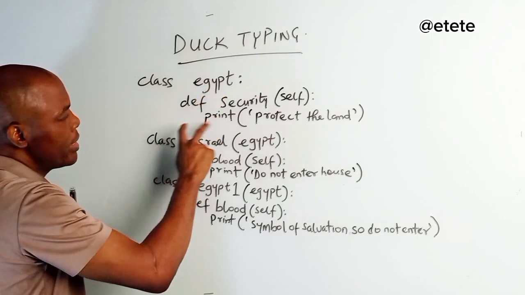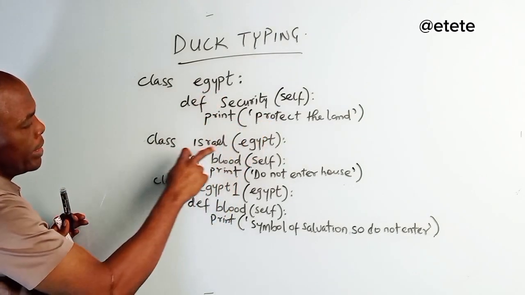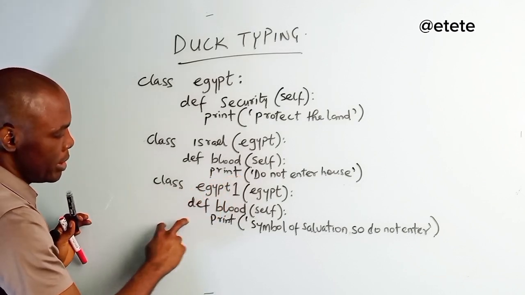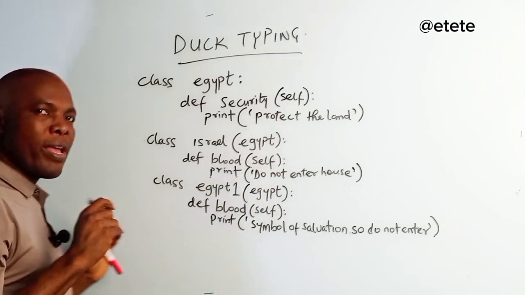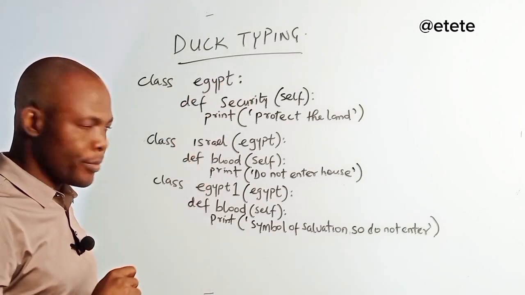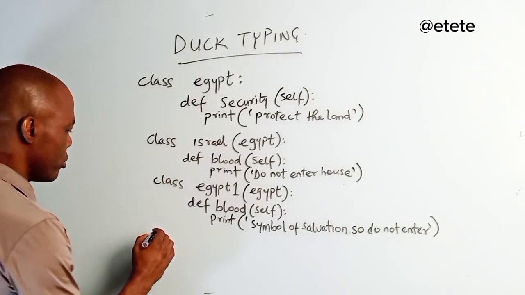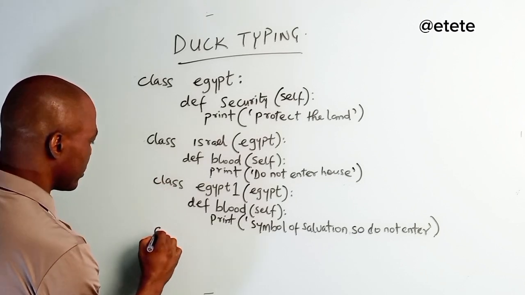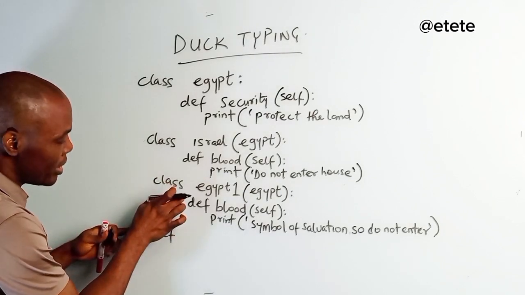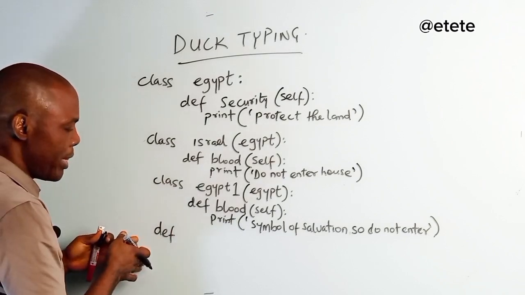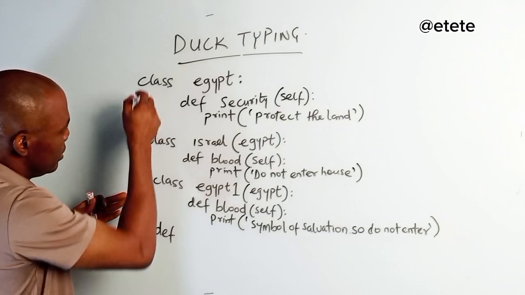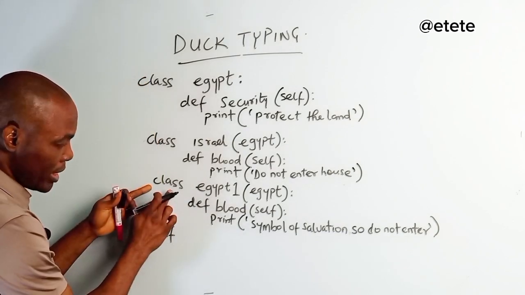Class Egypt, and in this class, there is no blood. Then, in this class Israel, there is a blood method. In this class Egypt 1, there is also a blood method. Now, we are going to create this duck typing, right? So we are going to define another method. You can see this method is not inside the class. It's standing alone like this. So that is the duck typing that we want to do, right? It's not inside the class.